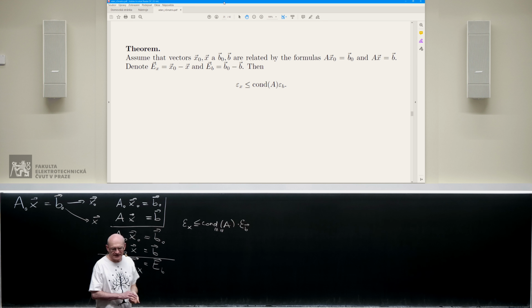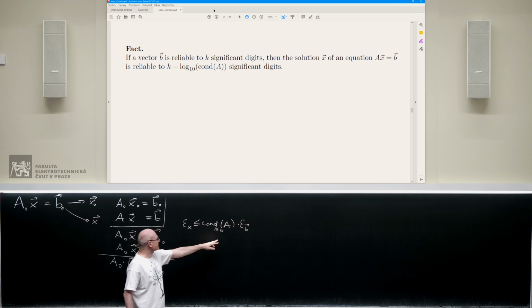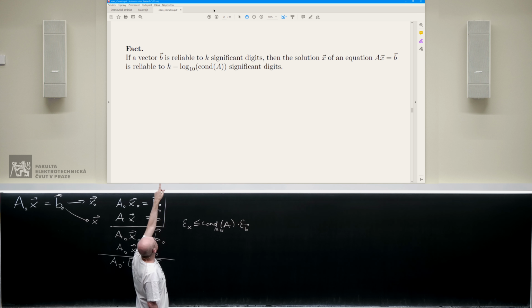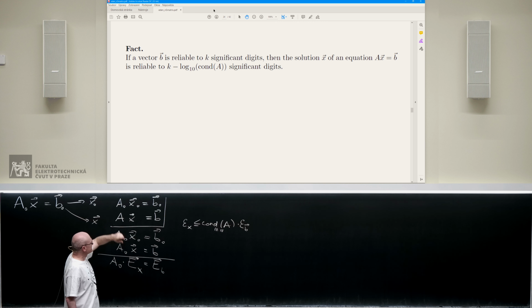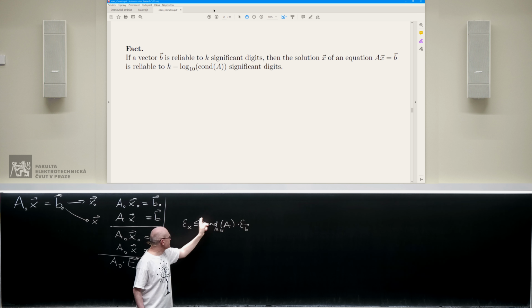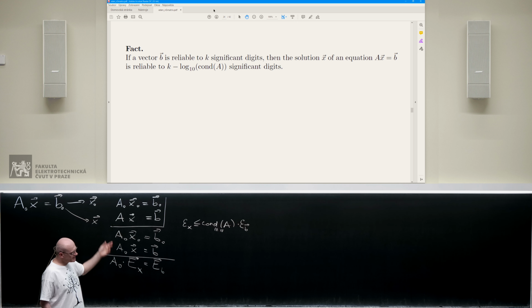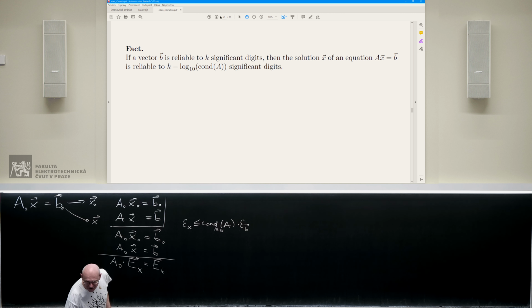This can be written using logarithms. So this is unofficial, but it does tell us something. If I can trust this vector to a certain number of digits, k, then the solution can be trusted to k minus the decadal logarithm of the condition number digits. Okay? So this is just out of curiosity, to see the interpretation.